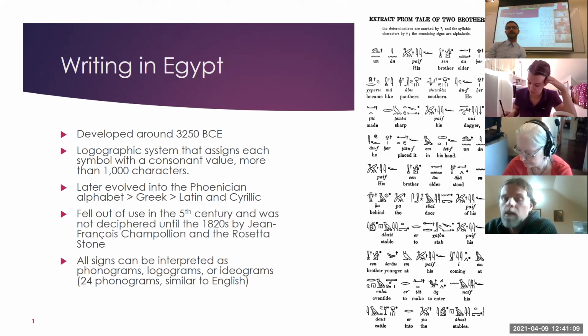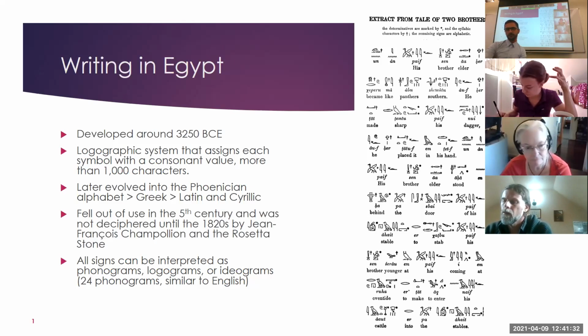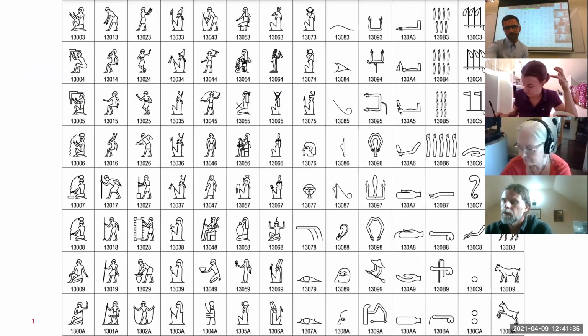But then, as most people probably know, it was deciphered by Jean-François Champollion using the Rosetta Stone, which you can see in the British Library. And so all of the signs can be interpreted as phonograms, logograms, or ideograms. And there are 24 phonograms, similar to English. And this is also just an example of some of the symbols. So I wanted you guys to have a look.